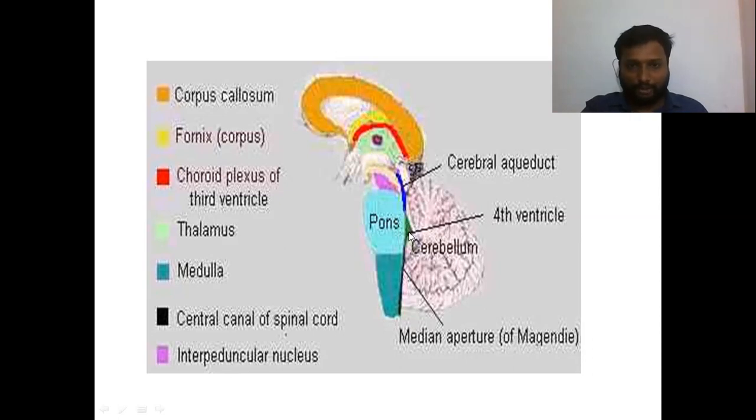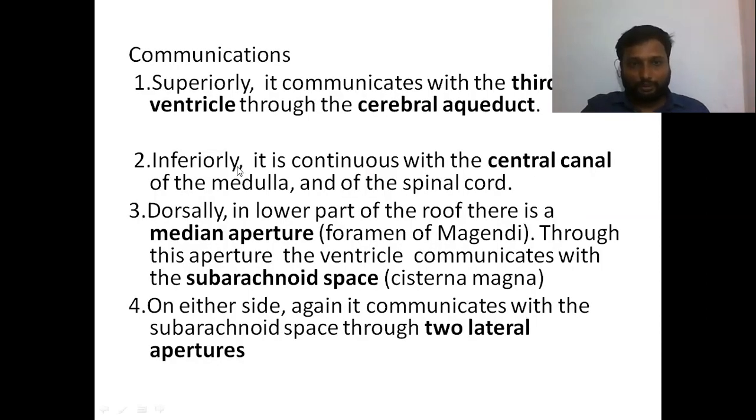Like that, inferiorly it communicates with the central canal of the medulla. See, this medulla has a central canal. Through this canal it communicates with the central canal of the medulla, which in turn communicates with the central canal of the spinal cord. So inferiorly, it continues with the central canal of the medulla. So these two points are clear: superiorly, it communicates with the third ventricle through the cerebral aqueduct; inferiorly, with the central canal of the medulla.